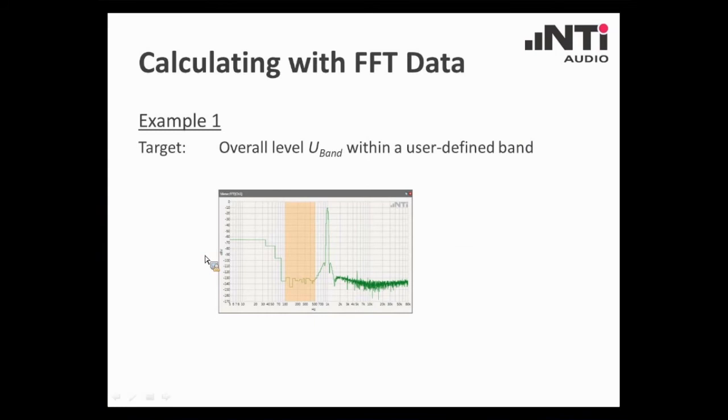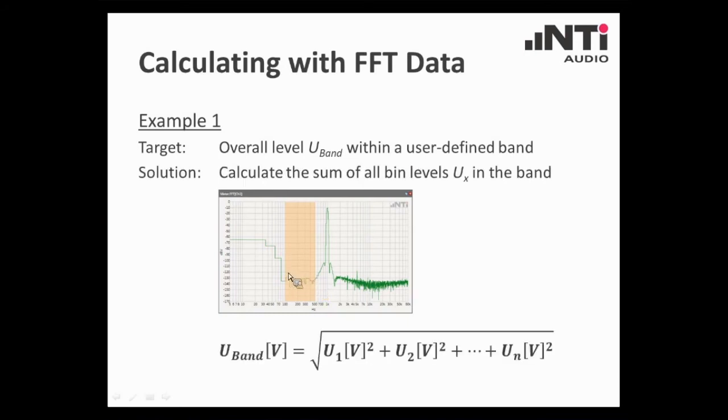Now let's take a look at three examples of calculating FFT data. In the first example, we have a spectrum and we want to know the overall level in this orange highlighted band. How can we achieve that? It's quite simple. We take the sum of all the bin levels within that band with this formula. We take these bin levels expressed in volt, square each of them, add them up, and in the end take the square root of the sum. That gives us the band level of this corresponding section.